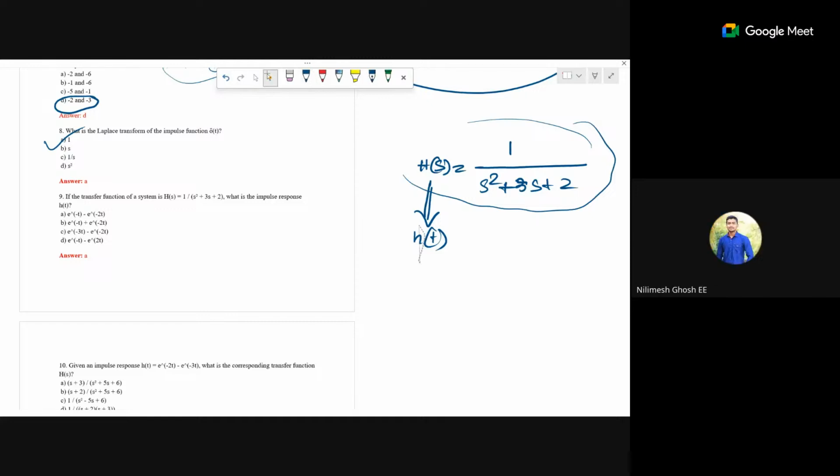So what we will do is use the properties of the Laplace transform. To use the properties of the Laplace transform, you first need to do the partial fraction of this.